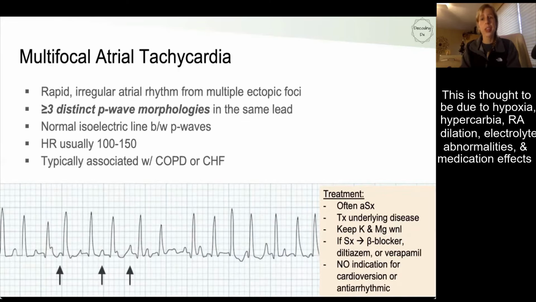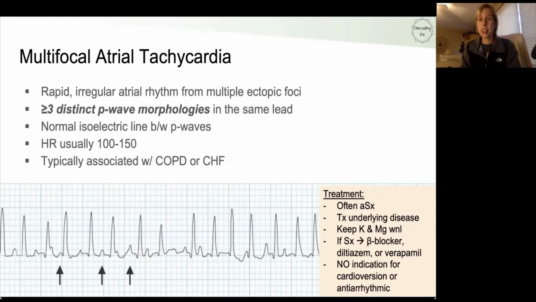What do you treat? Well, in reality, this is oftentimes asymptomatic. It's something that you'll just find incidentally on EKG or on telemetry. What you need to do is treat the underlying disease. So if it's COPD or congestive heart failure, you need to treat that medically and do what you can to prevent worsening of the condition.